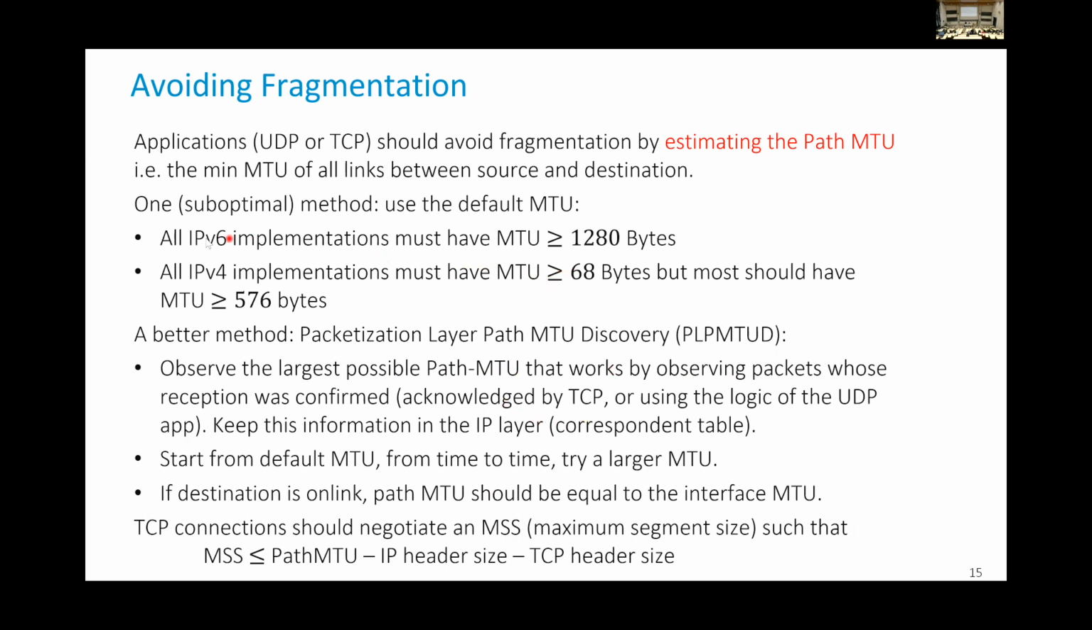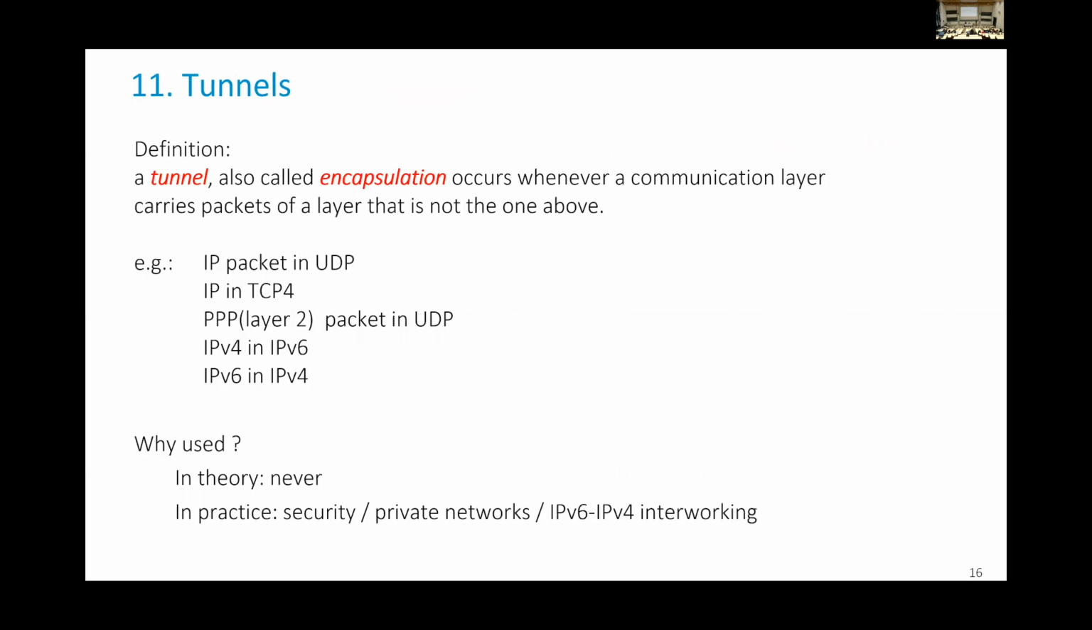IPv6 mandates that all IPv6 implementations must have an MTU as large as this here. For IPv4, this is not mandatory, but in practice, we start with this value here. So when we do path MTU, we start with this, at least for most systems. Perhaps your radiator thermostat will start with 68, but other software will start with this value here. And TCP connections should, of course, always refuse to have MSSs that are larger than what has been estimated by the TCP.